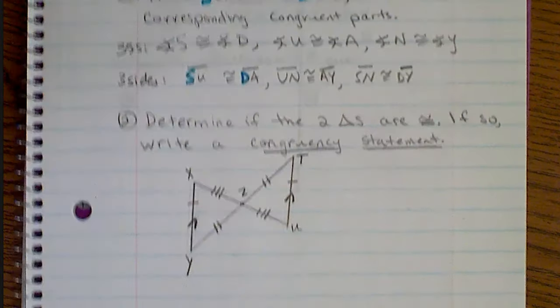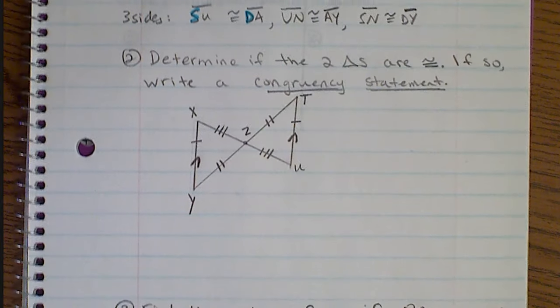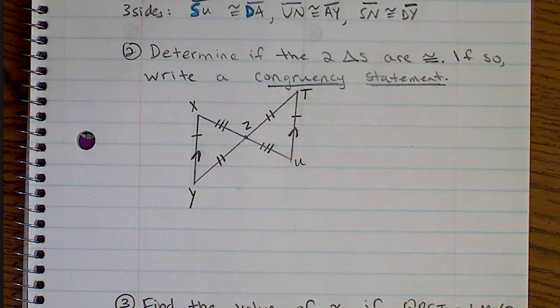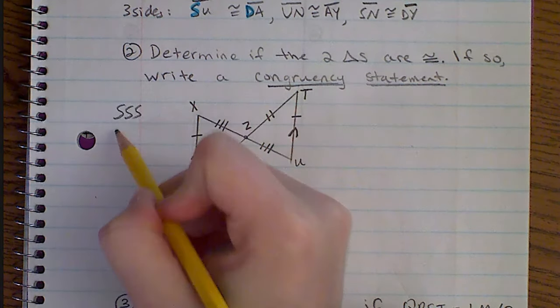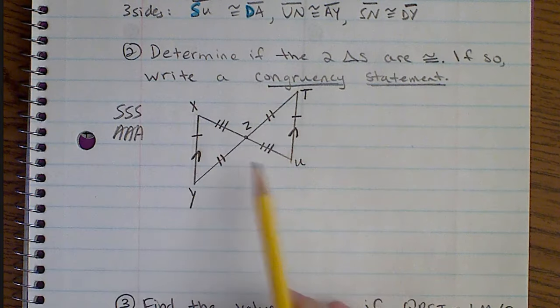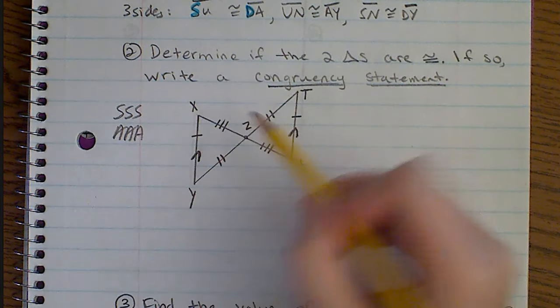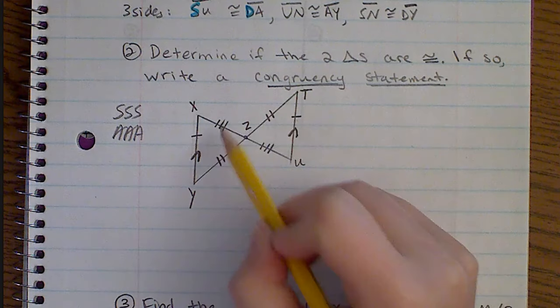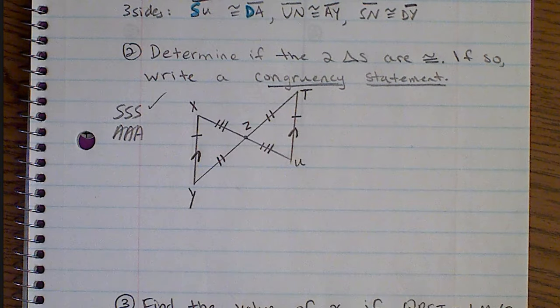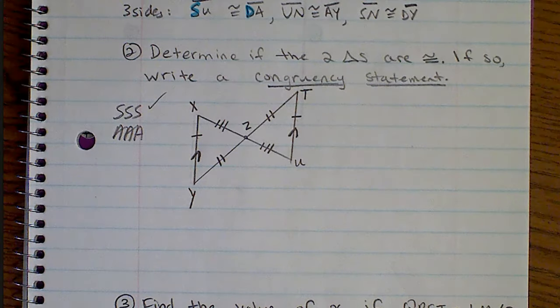So example 2 says, determine if the two triangles are congruent. If so, write a congruency statement. So you want to go write down your checklist. We're looking for three sides, three angles. So right away, I see one tick mark, two, three tick marks. So I have all three sides. My angles, however, are not marked. So then you want to brainstorm and see if there are any reasons we've learned that might allow you to state that the angles are congruent.